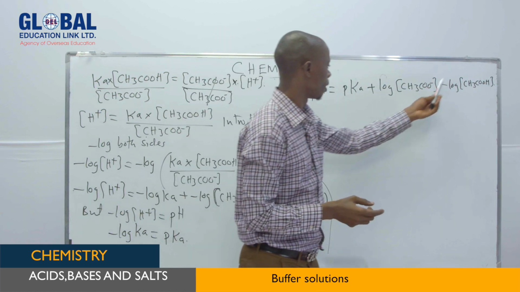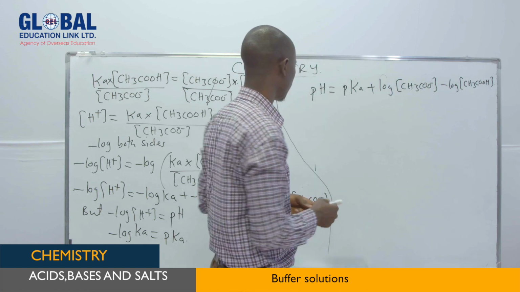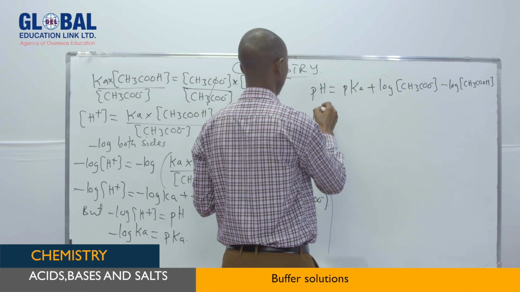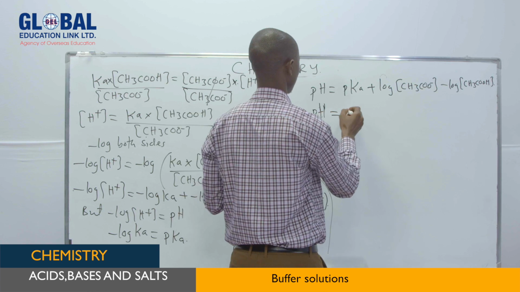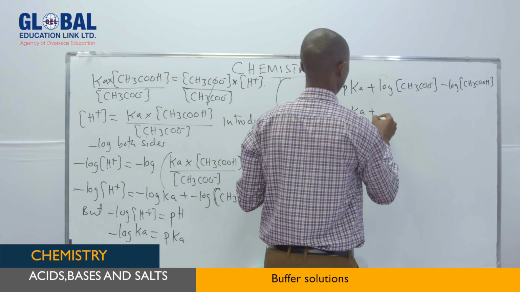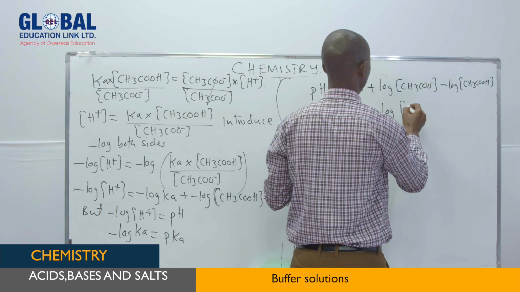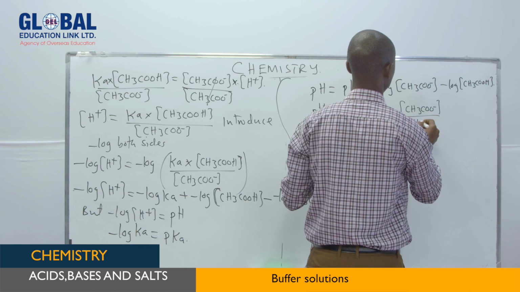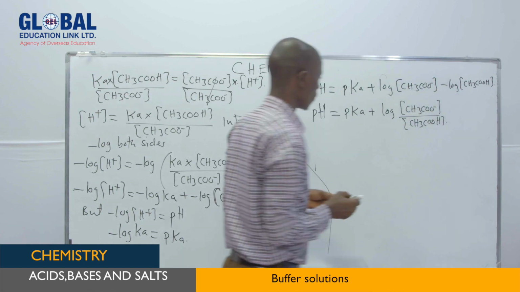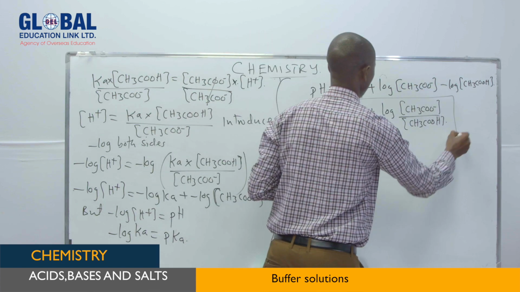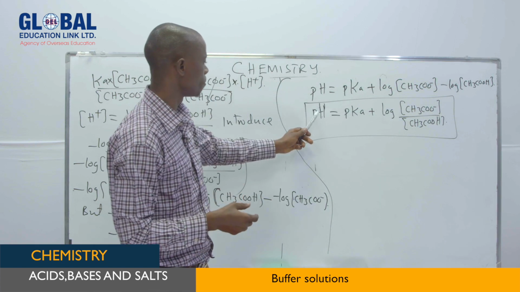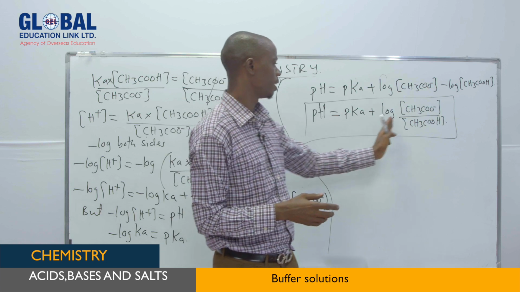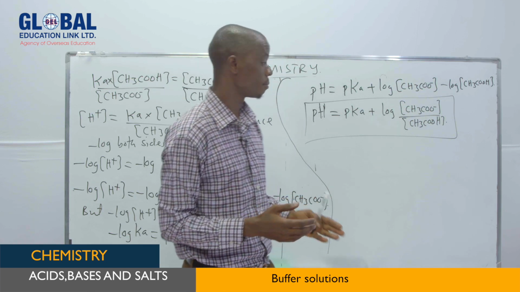Now, I think you know the mechanism of logarithms. If we subtract, that means we can divide, and the bases are the same. So automatically here, we are going to have this equation. This equation can be used to find the pH of the solution. It is the pH equation for the acidic buffer solution, and it is also called the Henderson-Hasselbalch equation.